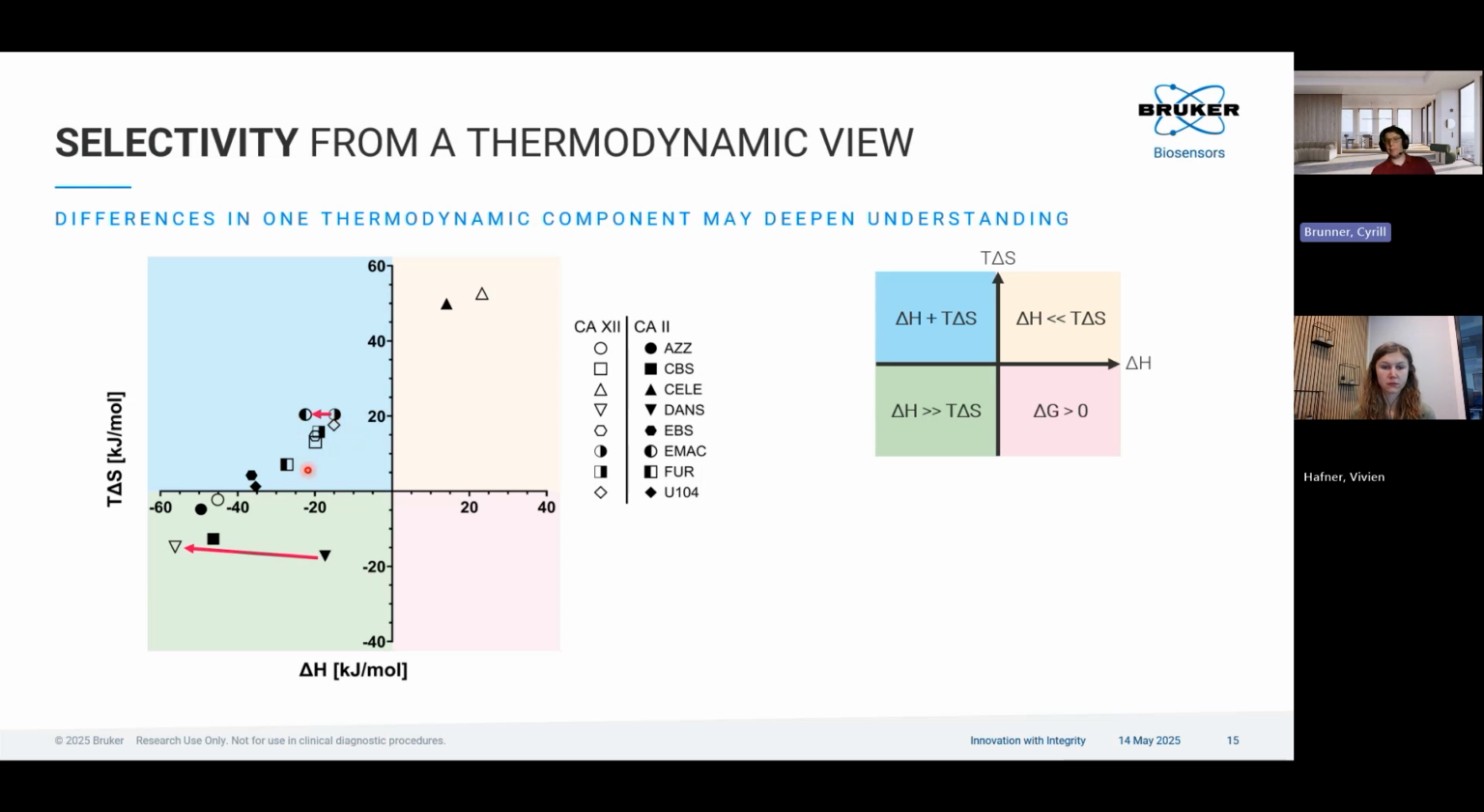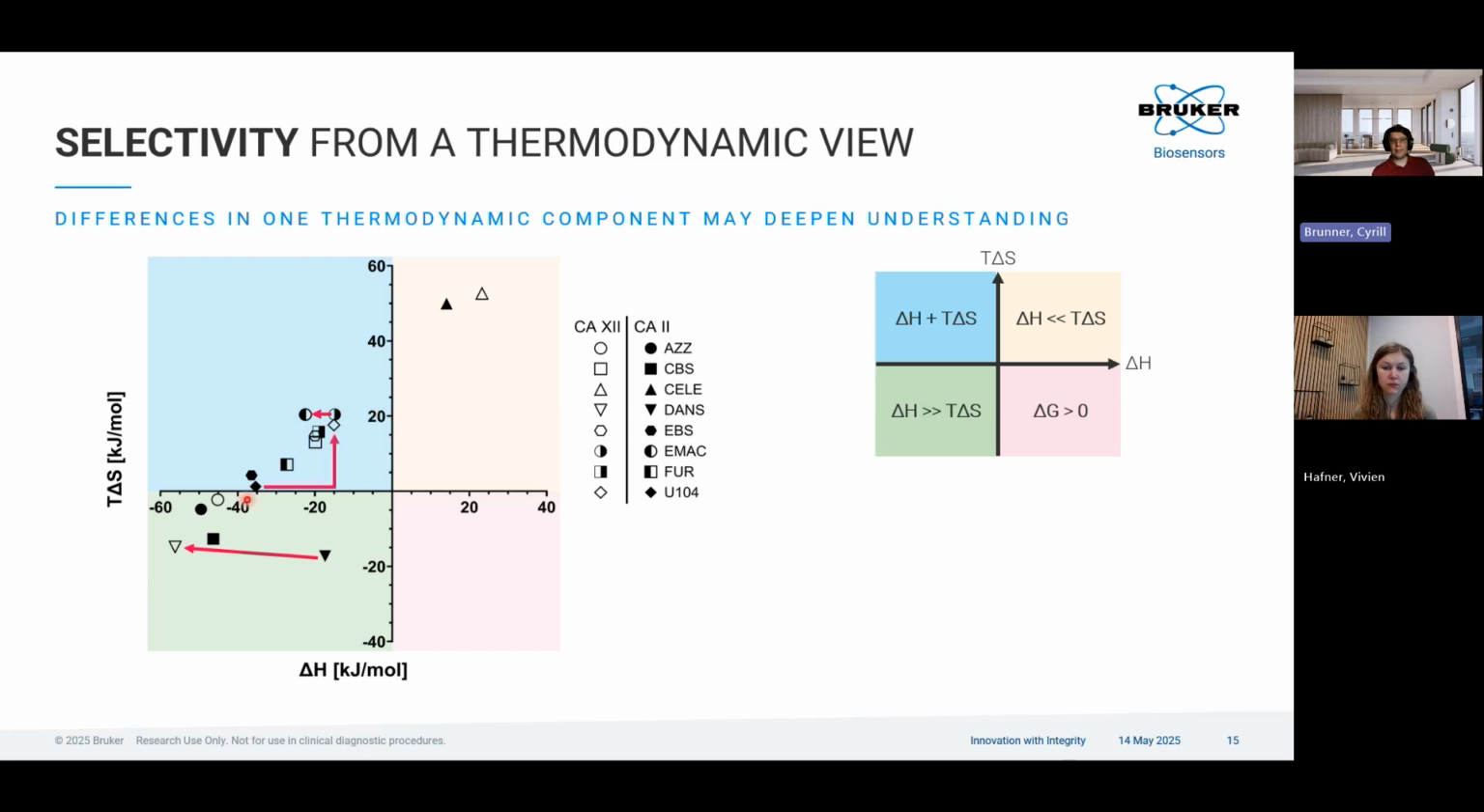And that might actually be explained by having a higher enthalpic contribution to the binding in comparison, so in binding to carbonic anhydrase 2 in comparison to carbonic anhydrase 12. The entropic contribution remains the same for both. So we really see if there's a difference caused by selectively binding. In this case, it is caused by the enthalpic contribution.